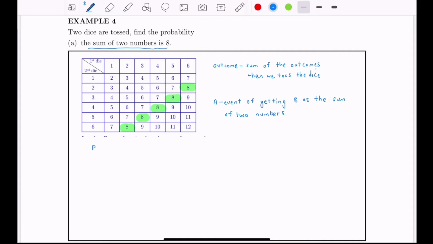So in this case, we're going to get A when our first die is 2 and the second die is 6, or when the first die is 3 and the second die is 5, or when the first die is 4 and the second die is 4, or when the first die is 5 and the second die is 3, and lastly, when the first die is 6 and the second die is 2. So the probability of getting 8 as the sum of two numbers is 1, 2, 3, 4, 5, so 5 over the number of the sample space. Altogether we have 36 sums. So 5 over 36. This cannot be simplified, so our answer is 5 over 36.